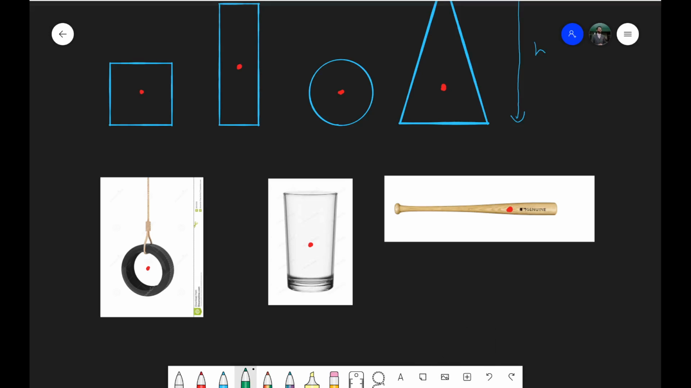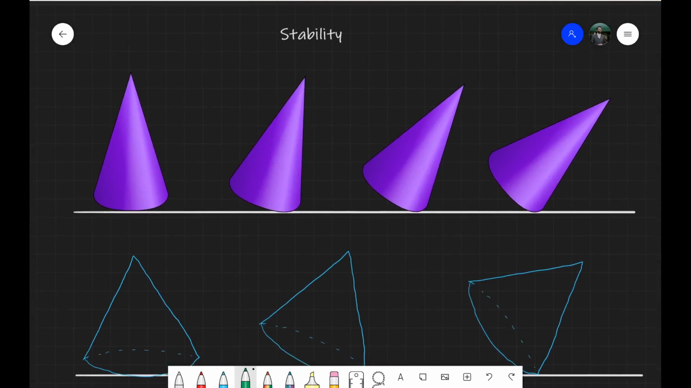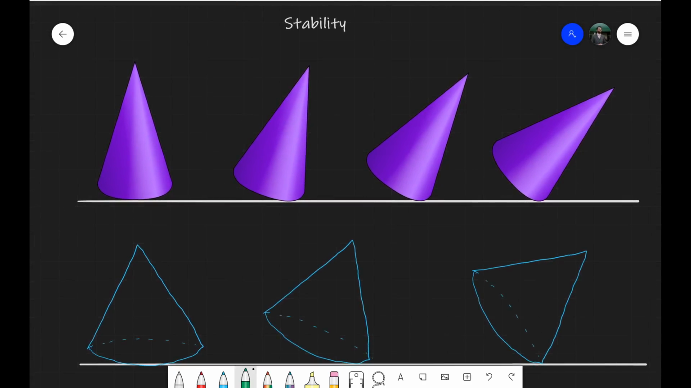Alright, now this actually leads us to the topic of stability of objects, and center of gravity can actually help us explain how one object can be made more stable. Now look at this cone which is lying flat on the table. This position 1 is quite stable, and we can, let's say, just say this is the point where the center of gravity of this cone is.